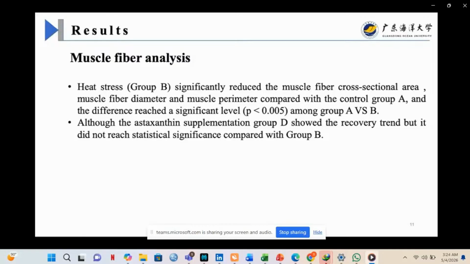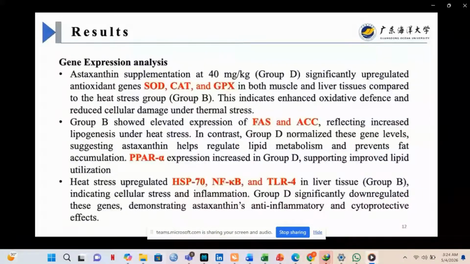Gene expression analysis was done using qPCR, and it showed that astaxanthin significantly upregulated antioxidative genes such as Nrf2, catalase, and GPX in both muscle and liver tissue, showing an enhanced oxidative defense system. The heat stress group showed increased levels of lipogenesis-related genes such as FAS and ACCA, indicating fat accumulation, but astaxanthin normalized these levels. Additionally, astaxanthin downregulated stress and inflammation-related genes such as HSP70, NF-kB, and TLR4, indicating its anti-inflammatory response.